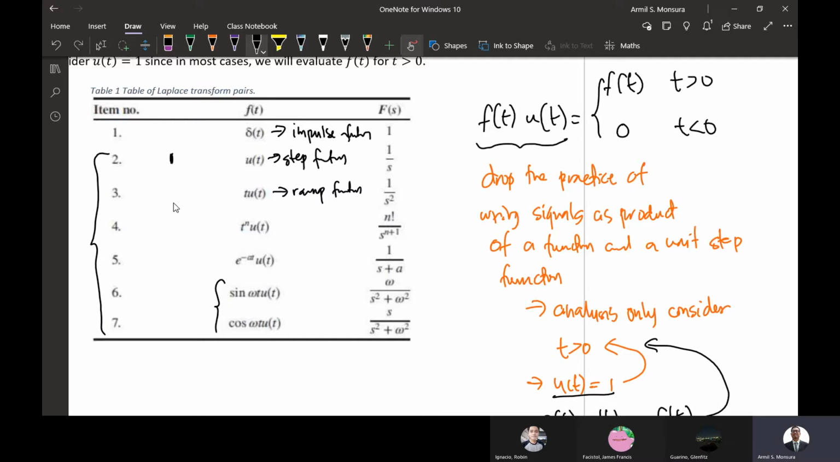Okay? Still, it is a step function, pero since we are considering the behavior of your system for positive time, and for positive time, the value of your step function is 1. So, consistent naman siya sa definition ng step function. Okay? And another term that we can use for this function is a constant function. Kasi constant siyang 1 eh. All throughout the positive time, 1 lang yung value niya. So, therefore, it's a constant function.